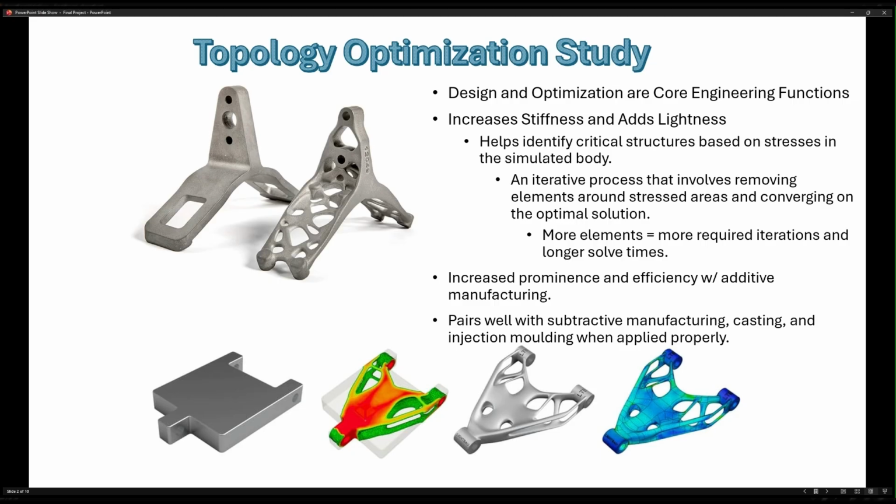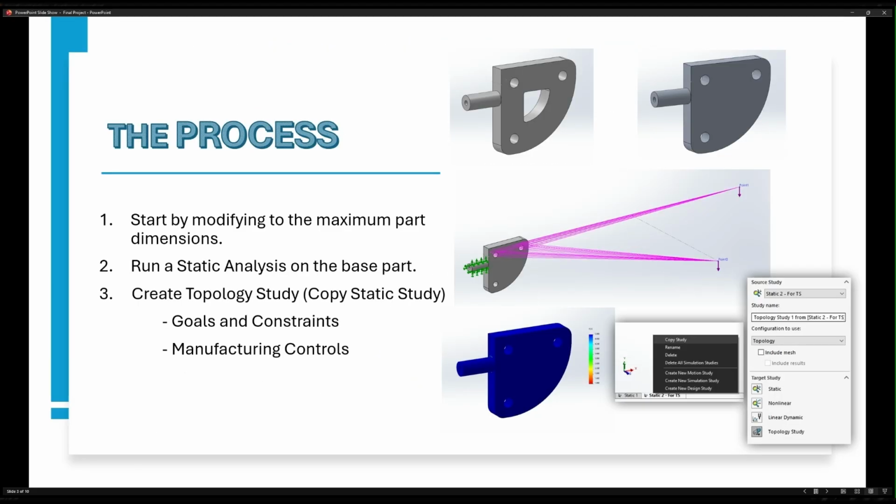So, given that 3D printing and additive manufacturing is more and more attractive and readily available, this is becoming a more useful tool every day. Now, this is not limited to additive manufacturing. You can also use subtractive manufacturing and machining to make parts with this, and also casting and injection molding as well.